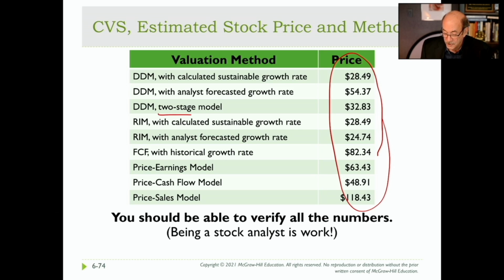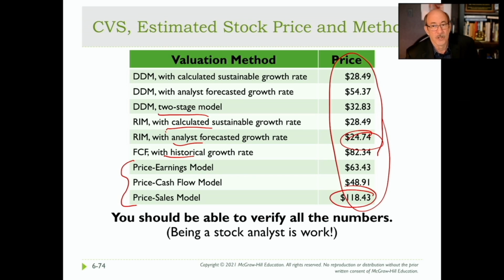Here we use two-stage dividend discount. Here we're using RIM with different forecast growth rates, free cash flow model, and then we get down here into the relative valuation techniques. And they come up with a variety of prices, everything from 118 down to a low of about 24.74. That's a pretty wide spread. And so really the value that you're bringing to this as an analyst is which of these is more credible? Which of these is a more valuable estimate?